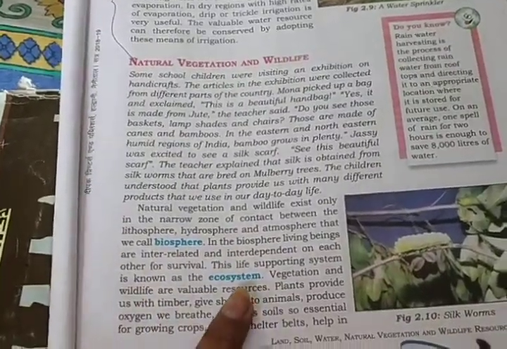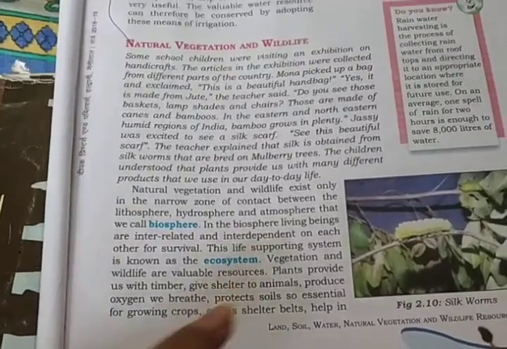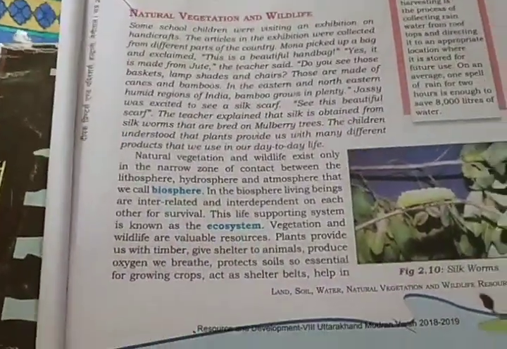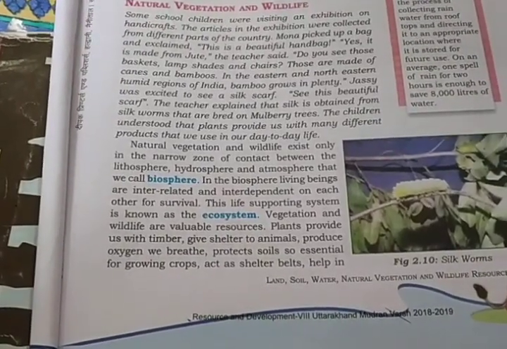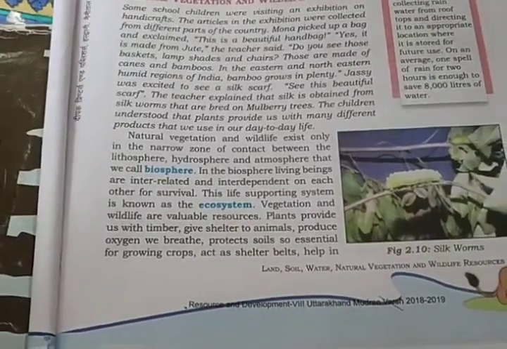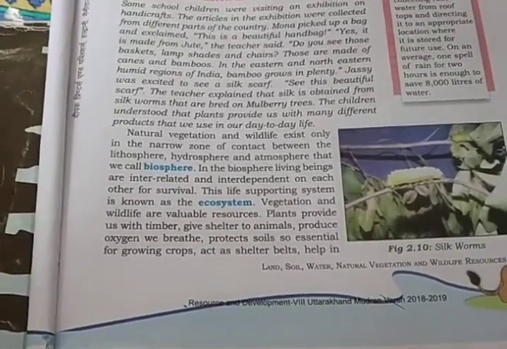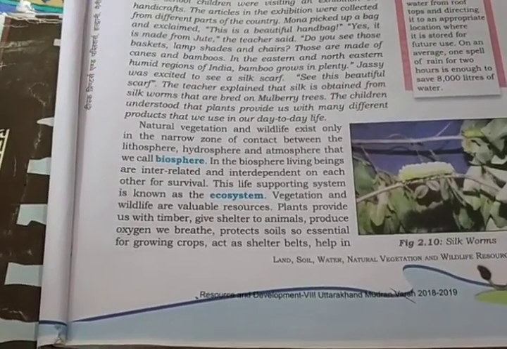That also you learned last year. Ecosystem. What is ecosystem? You have to learn all these terms. You will have a question that says define the following term. So what is ecosystem? An ecosystem is a system where in the biosphere all the living beings are interlinked and interrelated, or you can write that they are interdependent on each other for their survival, and in this way they are maintaining the ecosystem.